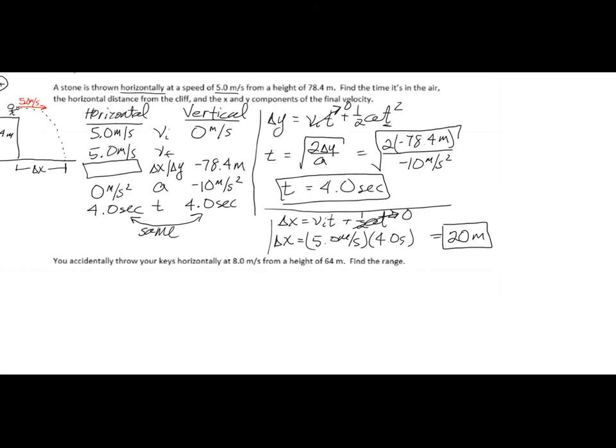So here's the other problem. I'm going to let you kind of work through this. You accidentally throw your keys horizontally at 8 meters per second from a height of 64 meters. Find the range. So that's looking for delta x. That's what you're solving for. Set it up the same way. Establish your coordinate system. And let me know if you have any questions.